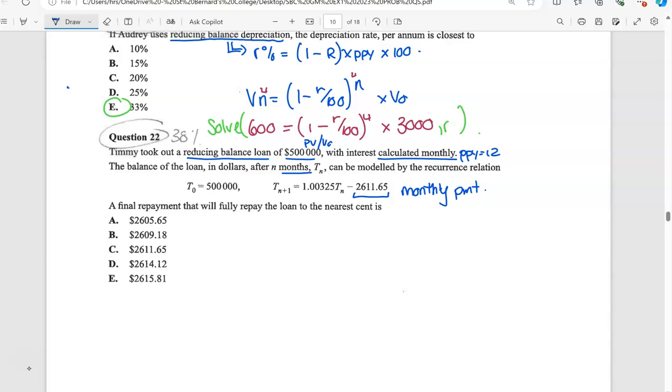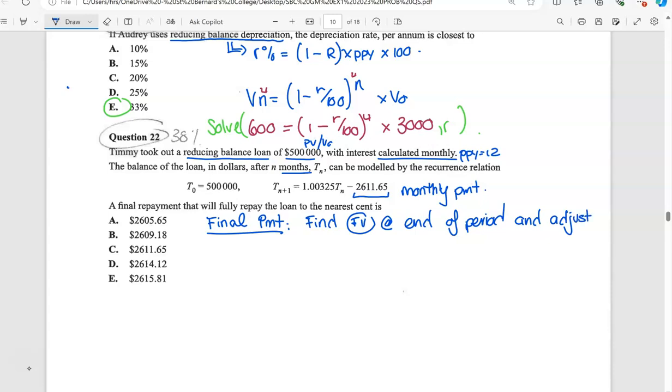But because we all do rounding in the banks, like we round it to the nearest cent, we know essentially our last payment has to get adjusted. So remember, when we're finding the final payment, we're going to find FV. We pretend we don't know what FV is at the end of the loan period, and we'll adjust. So remember I said, if it's negative, we will add it to our payment. If it's positive, we'll take it off. All right, so let's have a look.